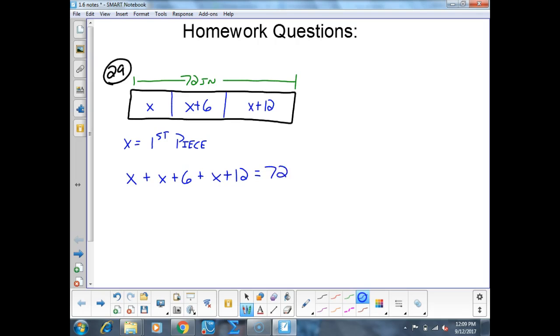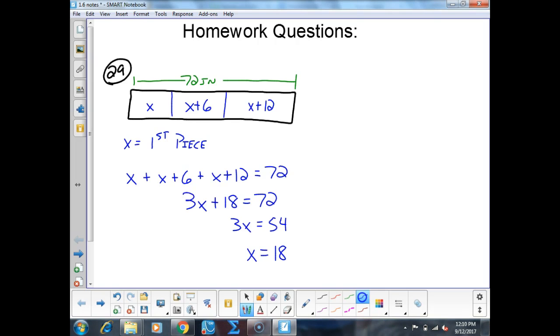And they're all in inches in this case, so I don't have to worry about switching back and forth between feet and inches and that kind of a thing. Okay? So that gives me 3x plus 18 equals 72. Subtracting 18 from both sides, that gives me 3x equals 54, which gives me x equals 18.